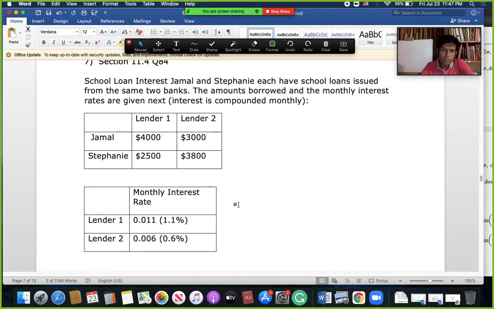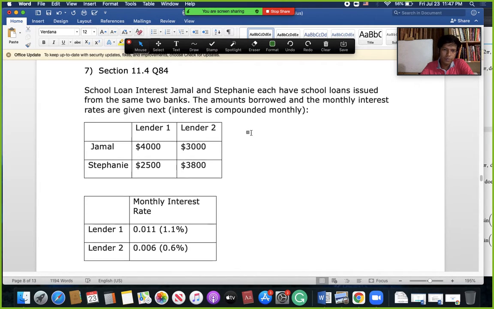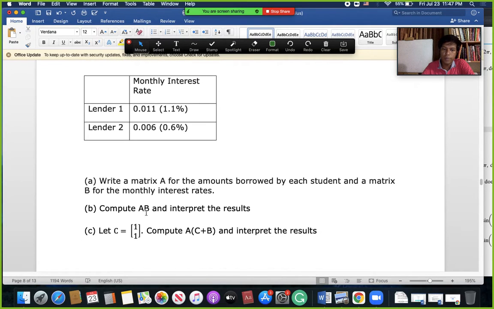The next question, I think this is quite fresh in your mind still, is related to some school loan, and this is from matrix algebra. So we have two people here, and first of all we will have to make some matrix A and B, then multiply AB, and then A into C plus B, C equals to this. So we have two questions here. Once again, repeat.